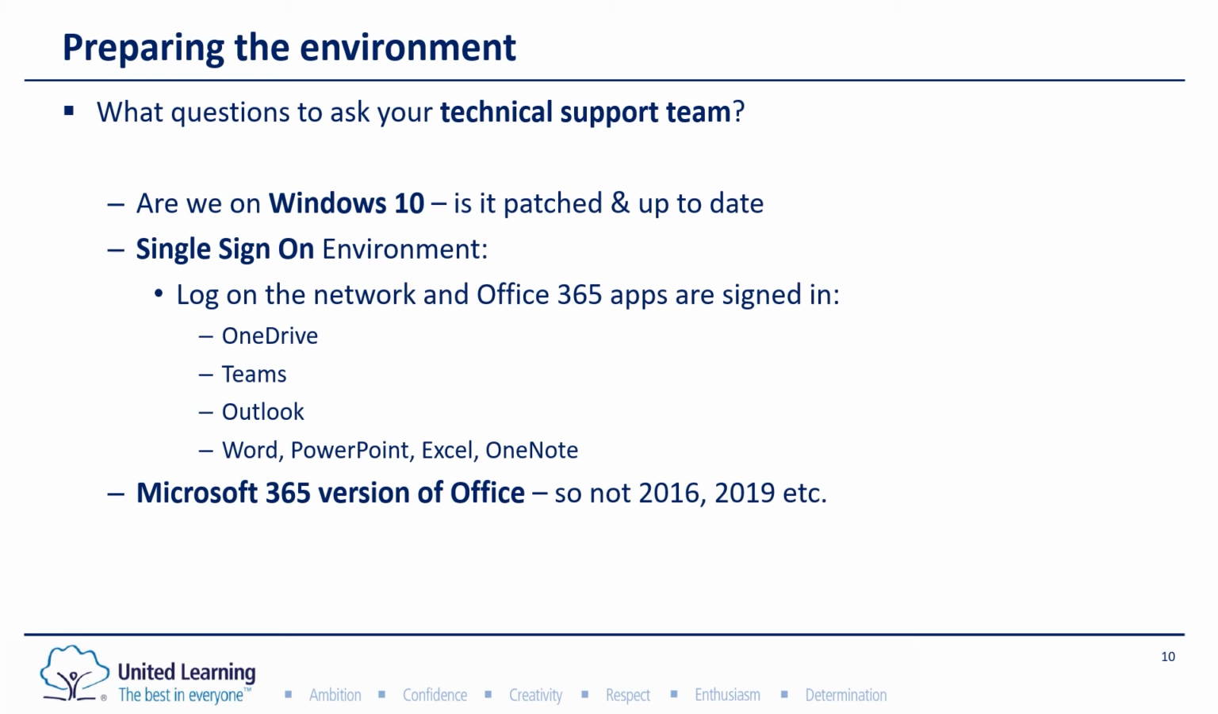Also, give some consideration to your version of Office. There are loads out there at the moment. There are licensing implications, or licensing change implications, and therefore cost implications. But really, the best version of Office to use with OneDrive and Teams is the Microsoft 365 version of Office, so not necessarily the 2016 or 2019 version.